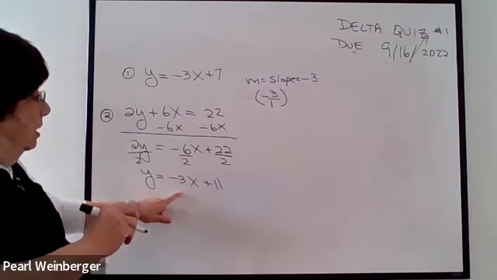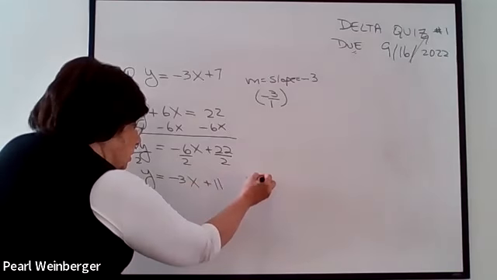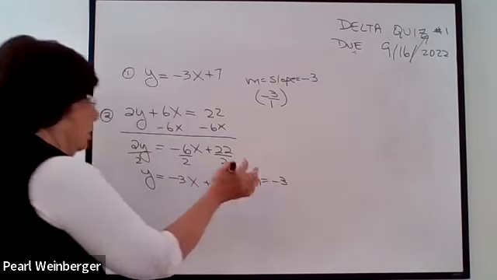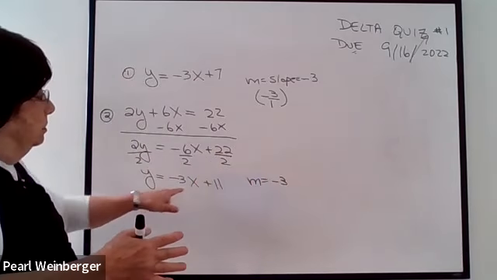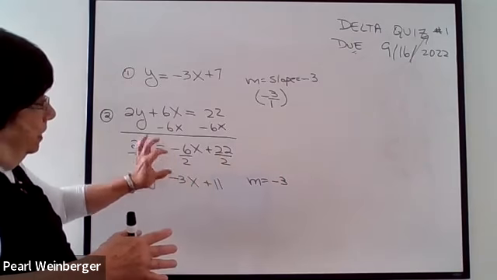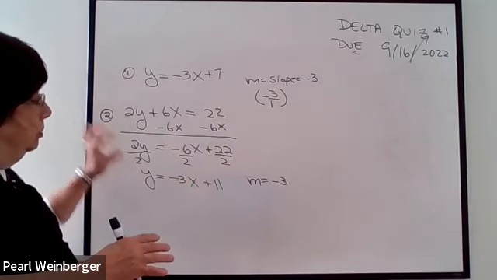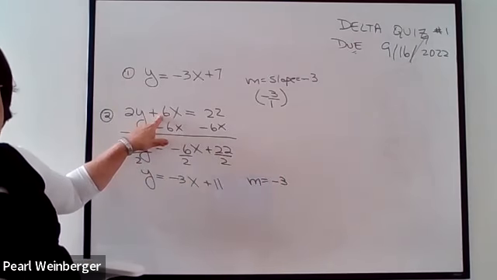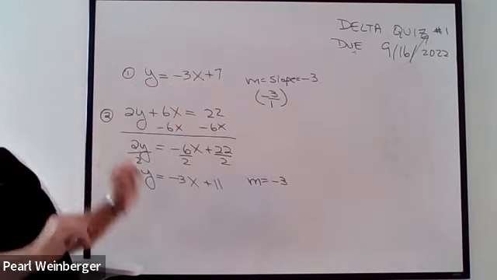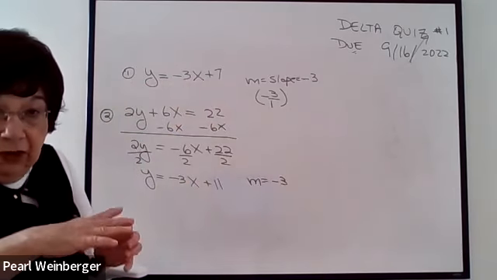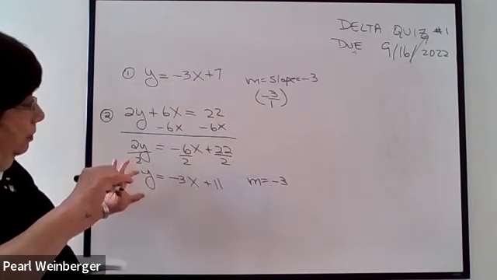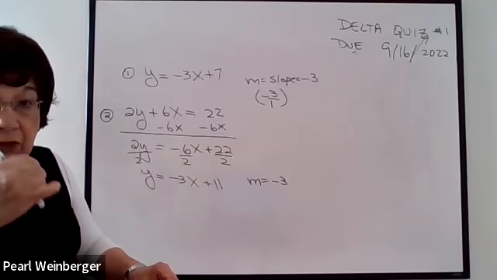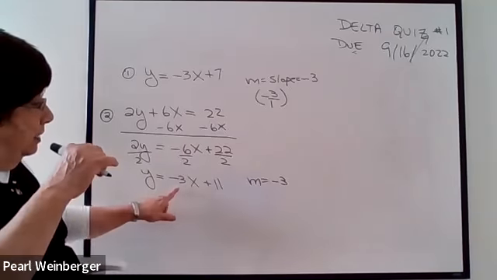Notice, in this case, the slope is also -3, or -3 over 1, because it's the coefficient of the x. Notice I can't do that until I have the y alone. I can't say the slope here is 6 because it's not in the right format. I have to get it into the right format, y equals, and then look at the coefficient. Remember, the coefficient means a number in front of the x.